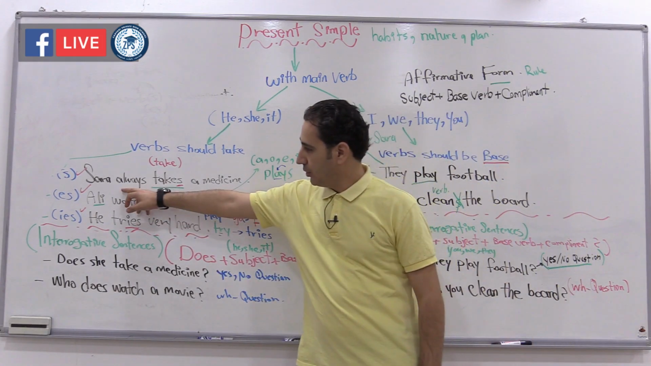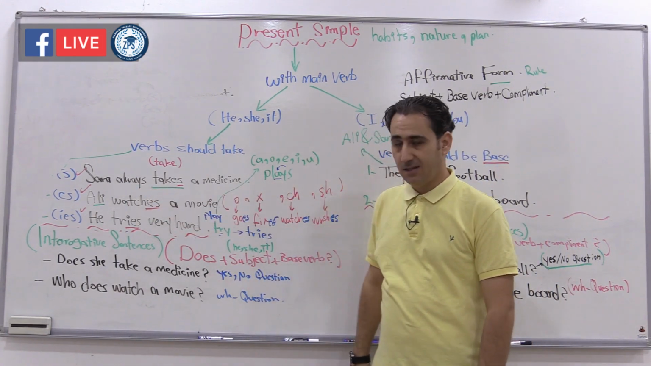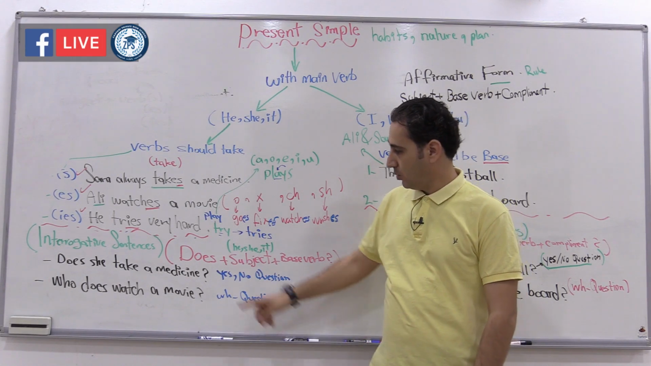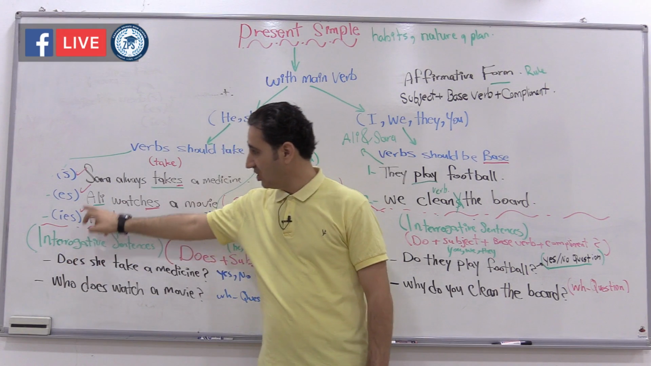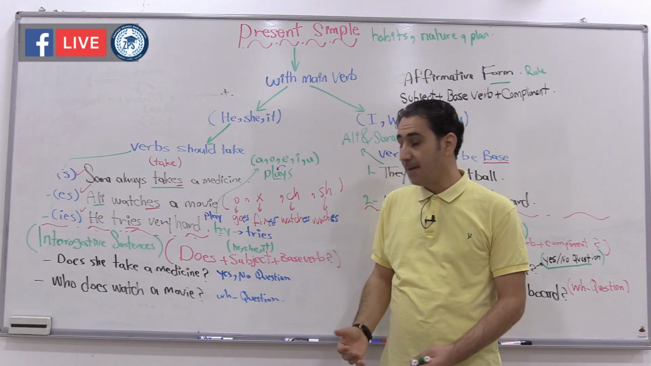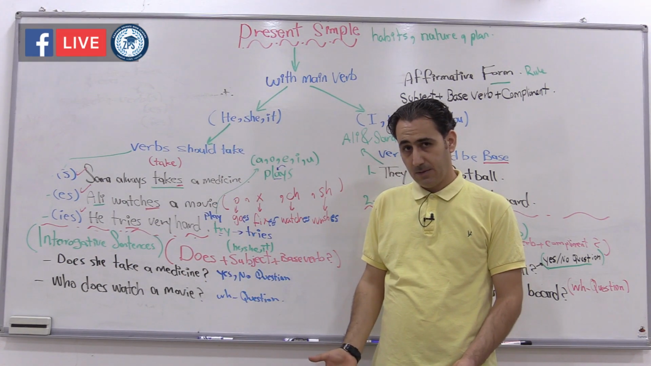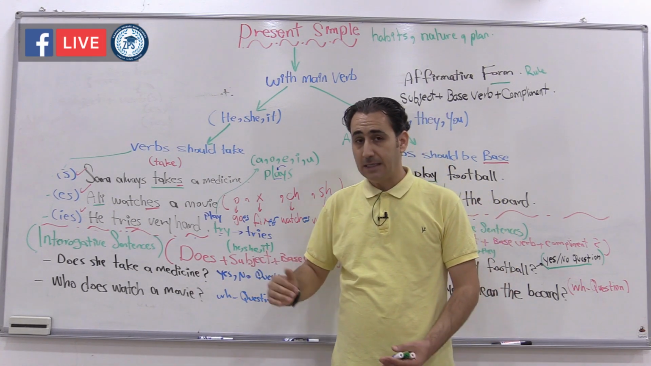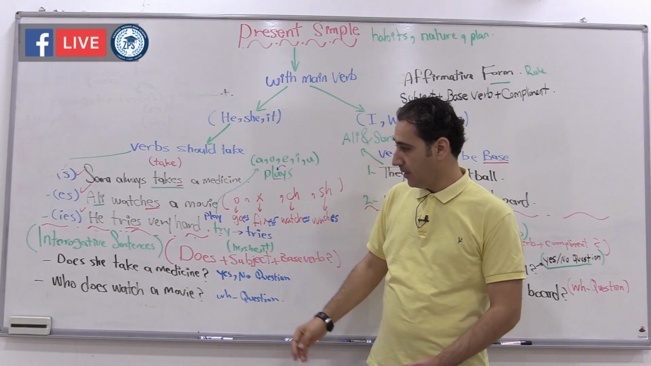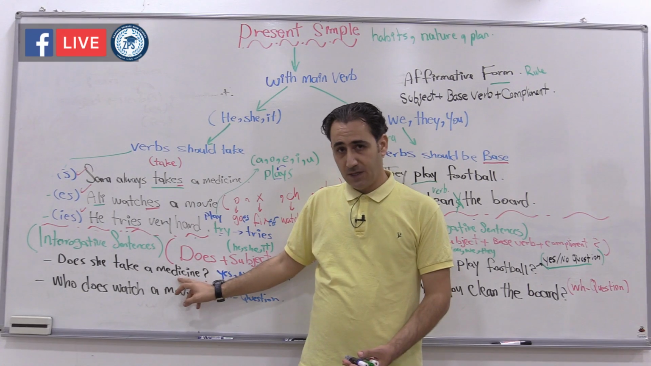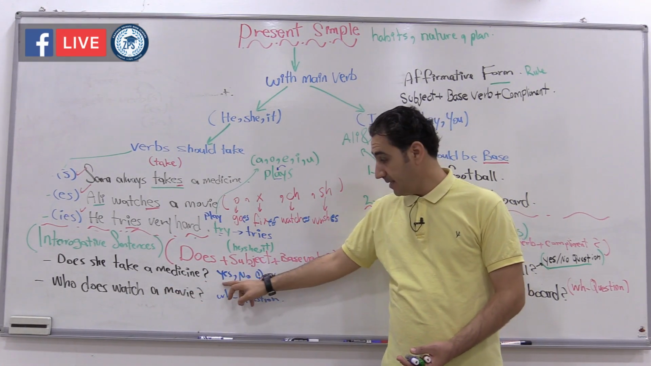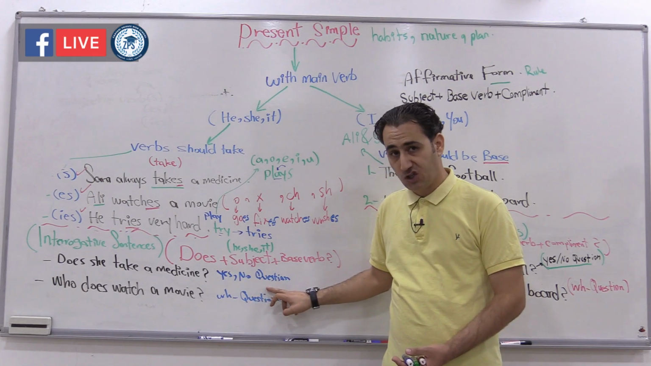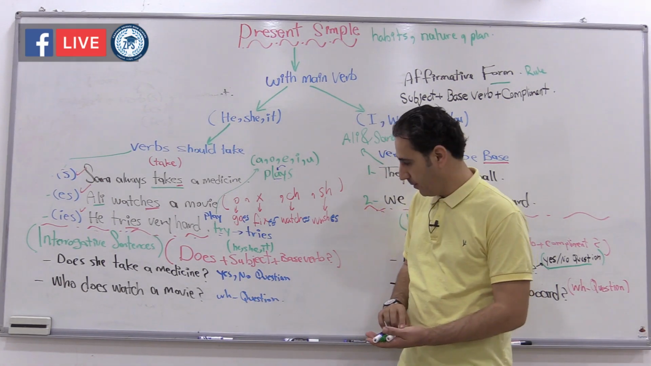Look, Shara always takes a medicine. So, does she take a medicine? Does she take a medicine? So this kind of sentence is called a yes-no question. Yes-no question. By the way, be careful.